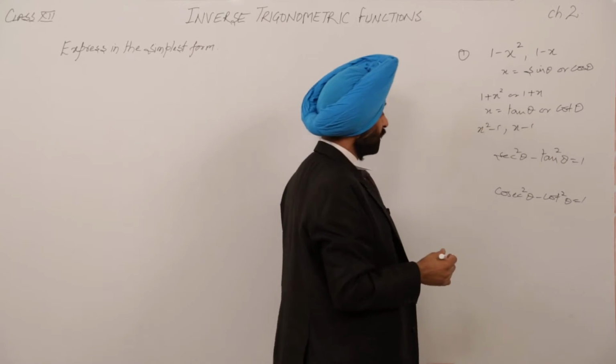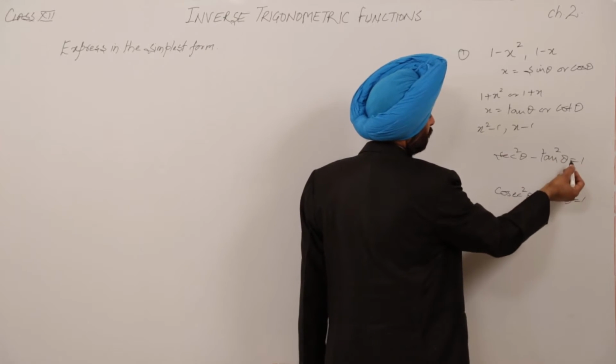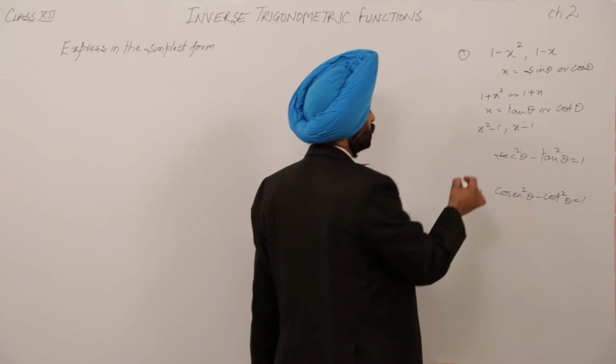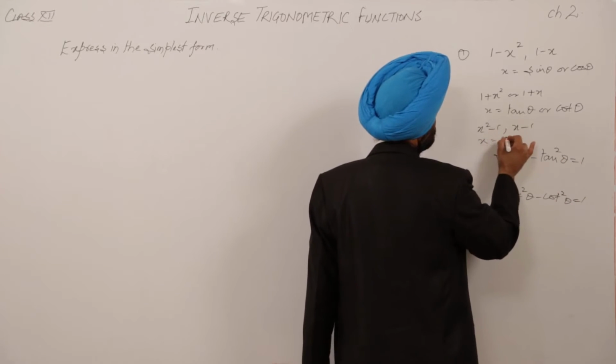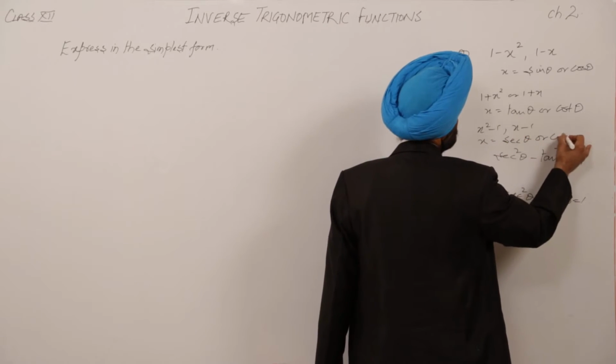For the third part, let it be x square minus 1 or x minus 1. Now for this part, secant square theta is 1 plus tan square theta. What is tan square theta? It is secant square theta minus 1. So here we can put x is equal to secant theta or cosecant theta.